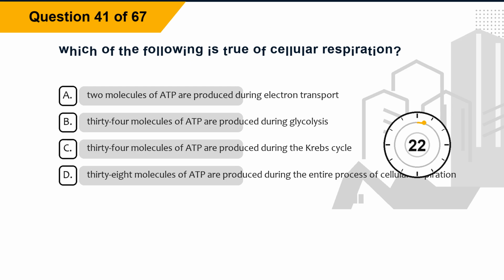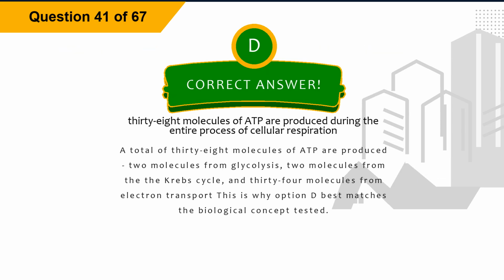Question 41. Which of the following is true of cellular respiration? Option A, 2 molecules of ADP are produced during electron transport. Option B, 34 molecules of ADP are produced during glycolysis. Option C, 34 molecules of ADP are produced during the Krebs cycle. Option D, 38 molecules of ATP are produced during the entire process of cellular respiration. The correct answer is option D. Explanation: a total of 38 molecules of ATP are produced, 2 molecules from glycolysis, 2 molecules from the Krebs cycle, and 34 molecules from electron transport. This is why option D best matches the biological concept tested.